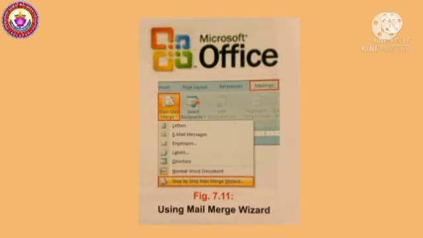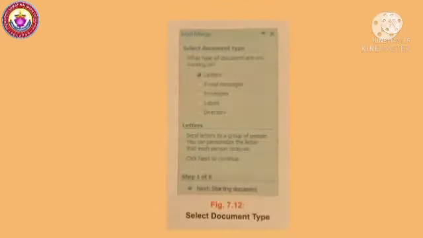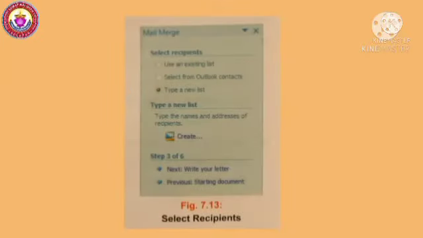Mail Merge task pane appears on the right side of the MS Word window. Now select Letters option under Select Document Type section. Then click on Next button. Starting document. Open Wizard steps under Step 1 of 6 section. Click on Use the Current Document option under Select Starting Document section. Then click on Next. Select Recipients under Step 2 of 6 section. Now next one, create recipient list.